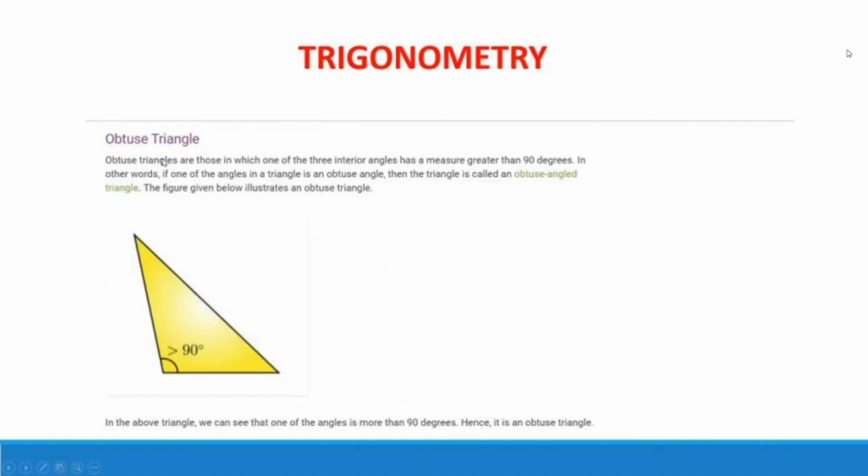Obtuse triangle. Obtuse triangles are those in which one of the three interior angles has a measure greater than 90 degrees. In other words, if one of the angles in a triangle is an obtuse angle, then the triangle is called an obtuse angle triangle. The figure given below illustrates an obtuse triangle. In the above triangle, we can see that one of the angles is more than 90 degrees. Hence, it is an obtuse triangle.